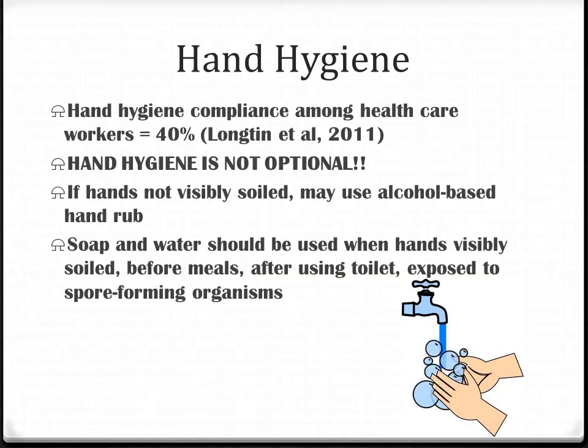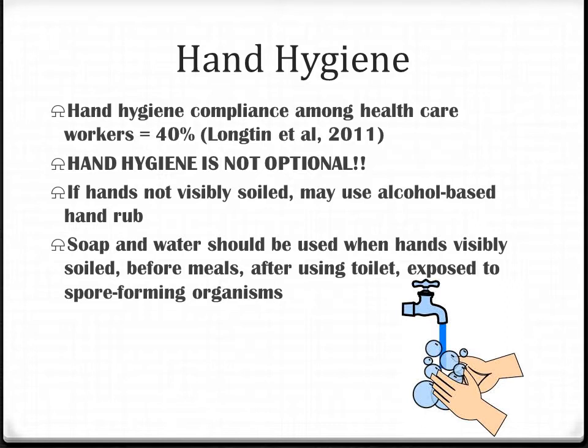Hand hygiene compliance among healthcare workers is about 40%, according to Longton in 2011. Hand hygiene is not an option. If hands are not visibly soiled, you can use the alcohol-based hand rub, but soap and water should be used when hands are visibly soiled, before meals, and after using the toilet.